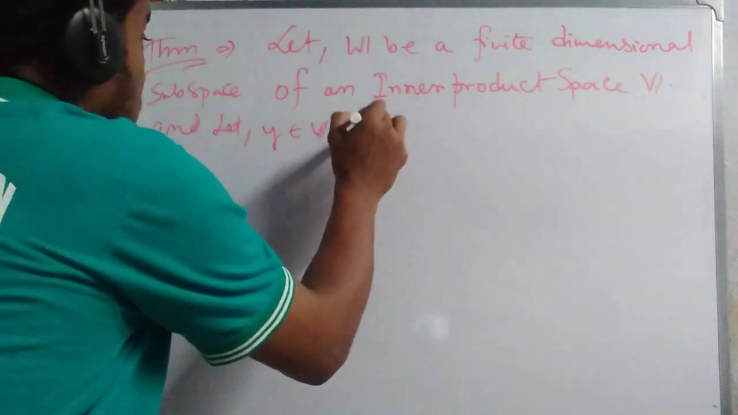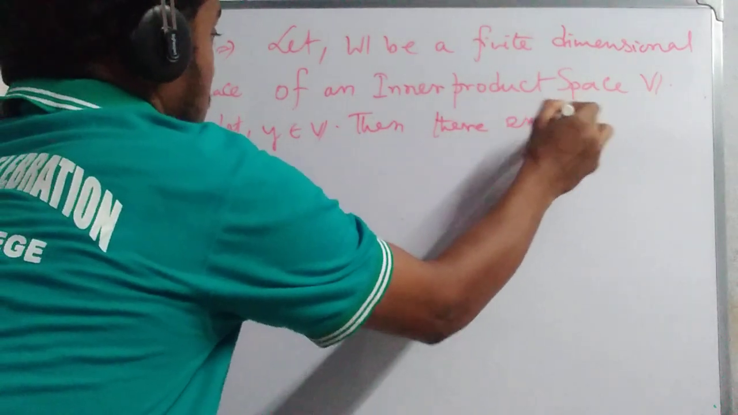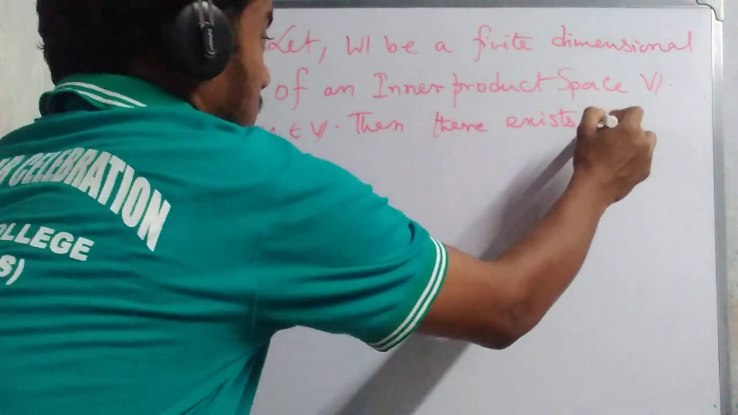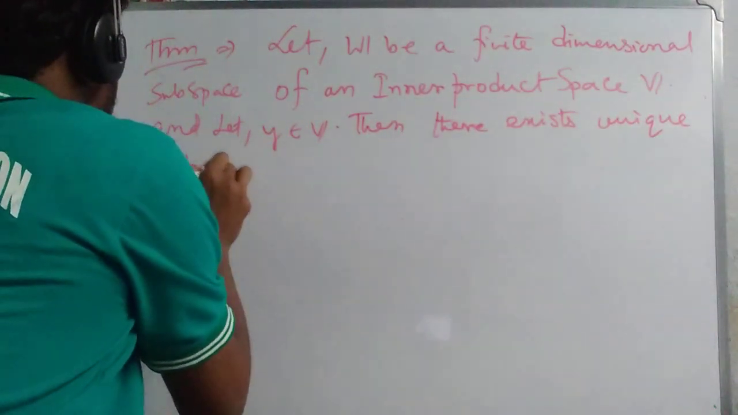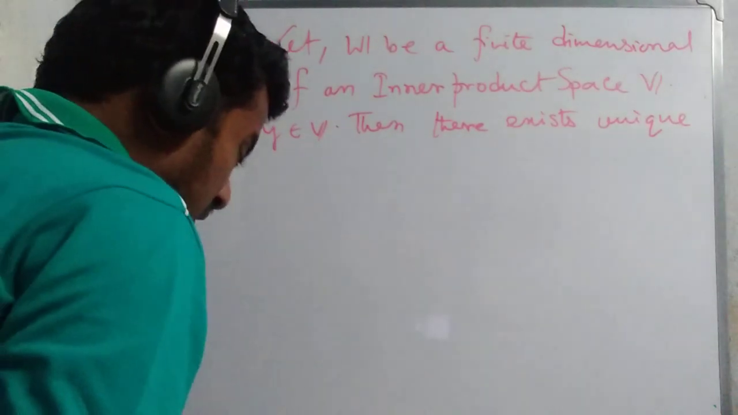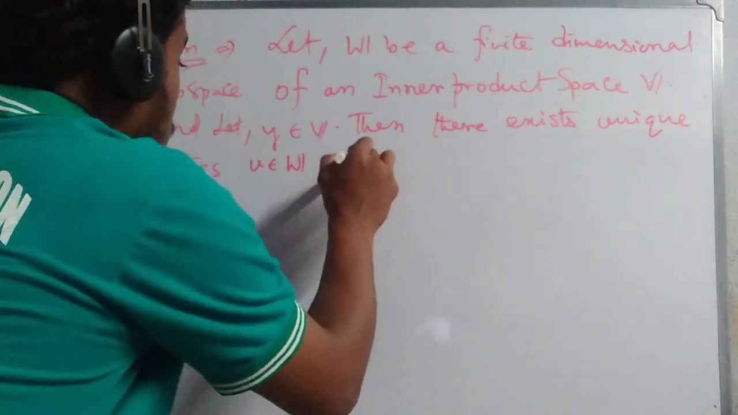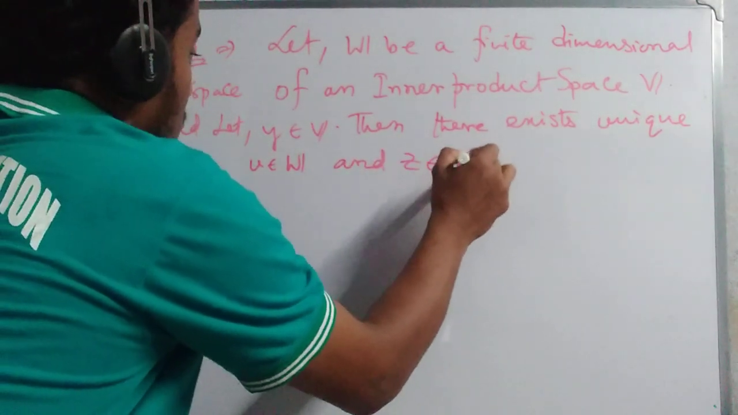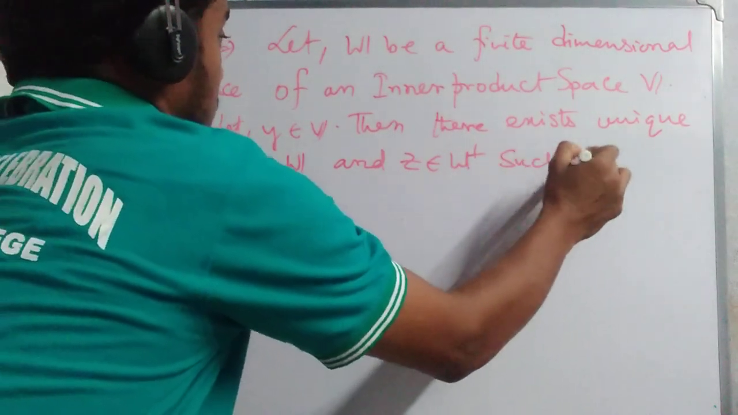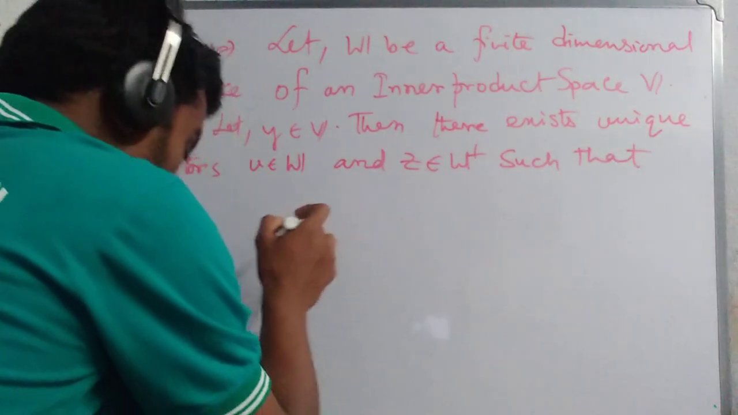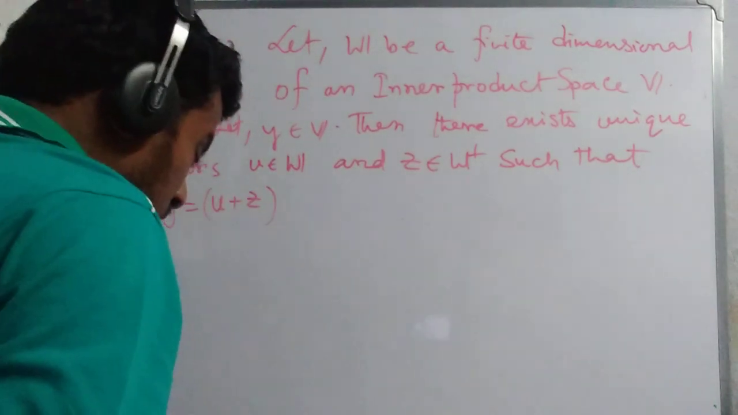Then there exist unique vectors u belonging to W and z belonging to W perp, such that y equals u plus z. Understood?